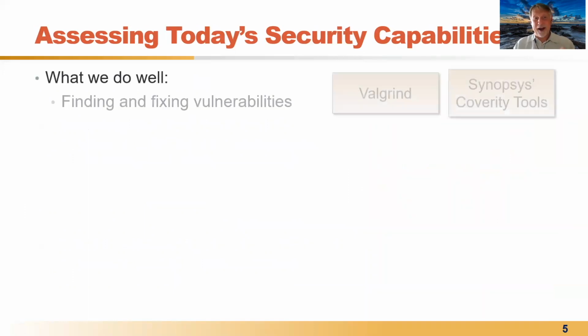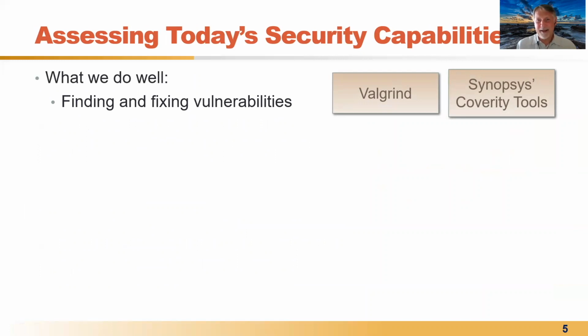We're actually pretty good at finding and fixing vulnerabilities. And we've got great tools like Valgrind and Coverity to help us do this. The challenge is, though, we don't find them all, right? We don't have anything that can reach closure on vulnerabilities. It's just not possible. So the attackers just have to find one vulnerability, and they're in.